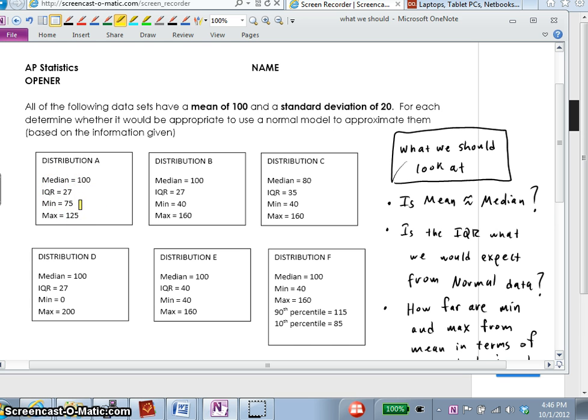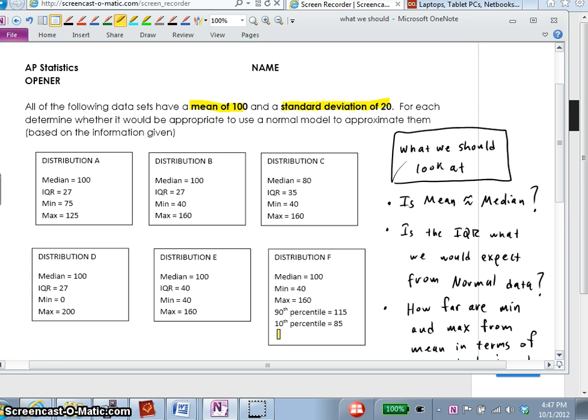So the first thing to see is that we have 6 different distributions here, and they all have means of 100 and standard deviations of 20. And we're given information about the median, IQR, min and max. For some of them, in distribution F's case, we're given information about the 90th percentile and the 10th percentile. So we need to figure out if it's appropriate to model each one of these distributions with a normal model.